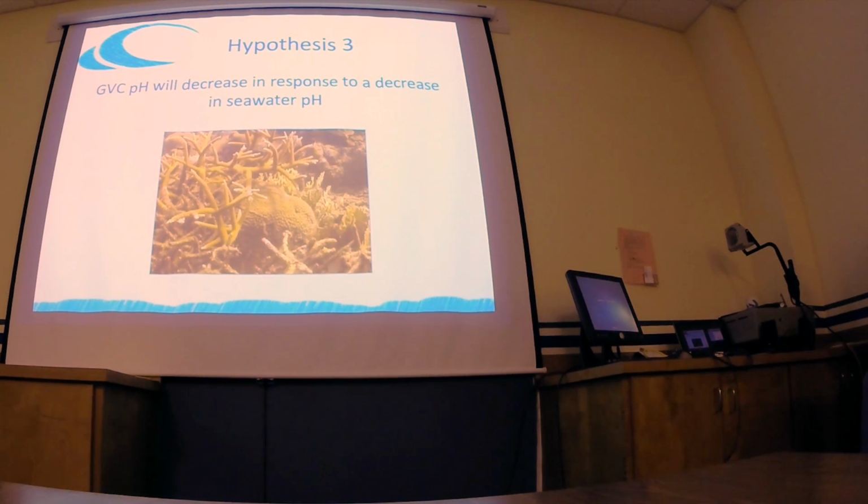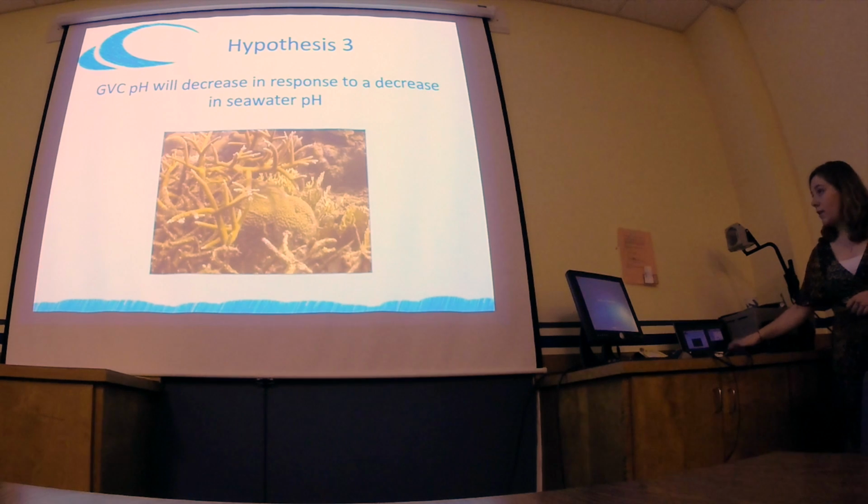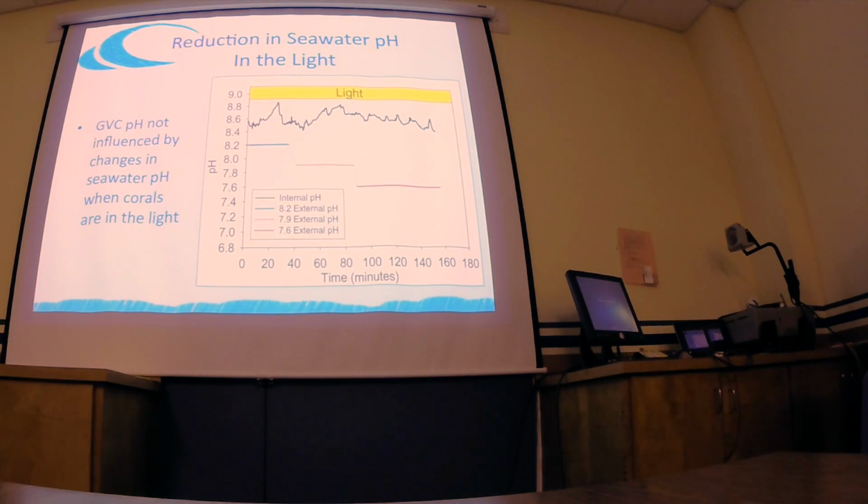And hypothesis 3 is dealing with, again, how the GBC pH is changing with external seawater pH reduction. So first I performed this in the light, and we have time, and then pH is on the y-axis, and my black line is my GBC pH, this blue bar is my 8.2, this orange bar is 7.9, and red is 7.6. And so I placed the coral in a water dish, and I measured the GBC pH, and after it appeared to have a stable reading, I reduced the pH, and I did this to 7.9 and then 7.6.